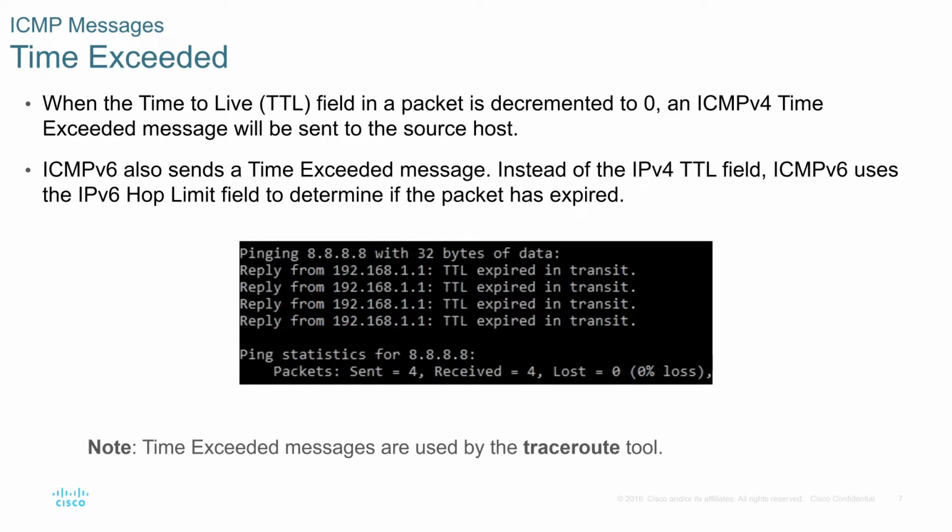ICMPv6 also sends a time exceeded message. Instead of a time to live field, ICMPv6 uses a hop limit field to determine when the packet cannot reach a destination. As we can see in the diagram, we would get a TTL expired in transit reply.